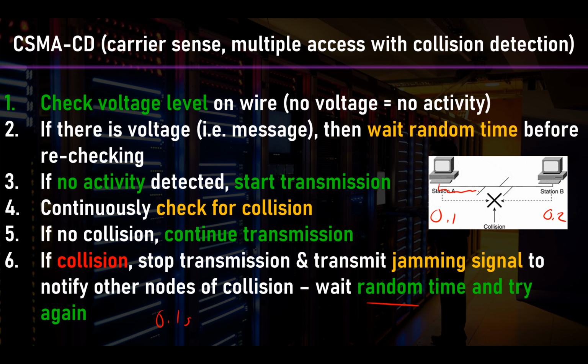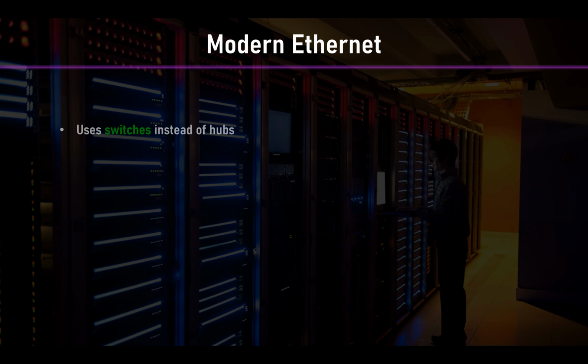Since A is sending, B is just going to do what it's done before, so it's going to check the voltage. And since it sees that station A, computer A, is sending, then of course it's just going to wait. So hopefully that makes sense, why they've got to send at different random times.